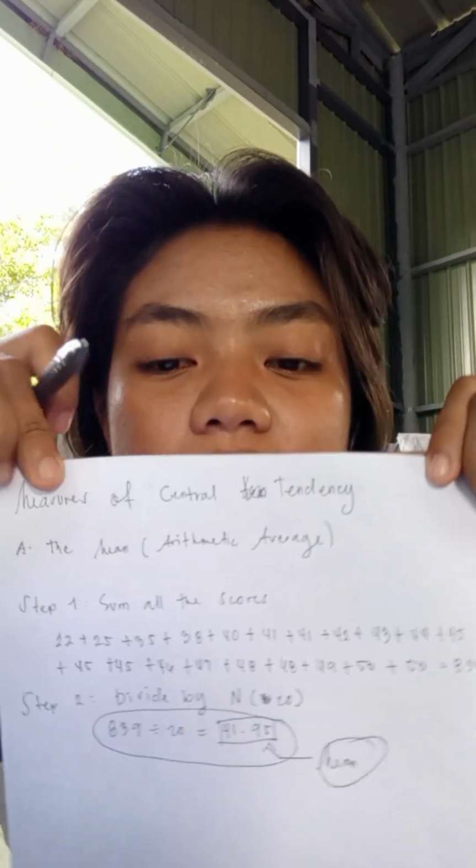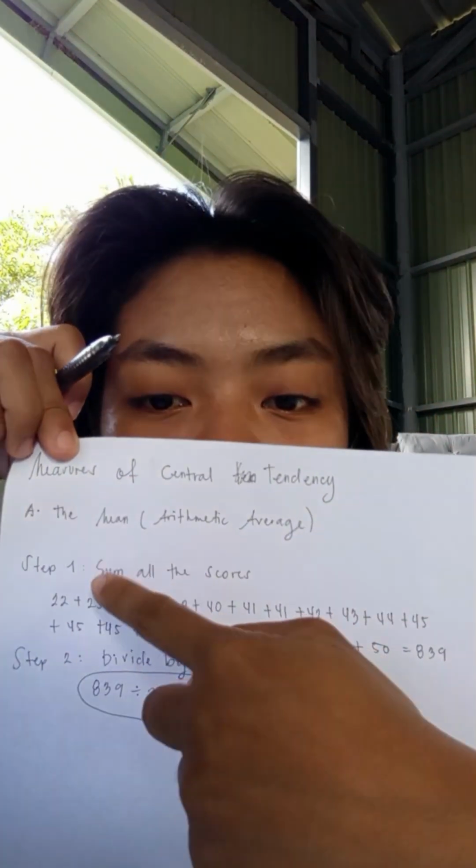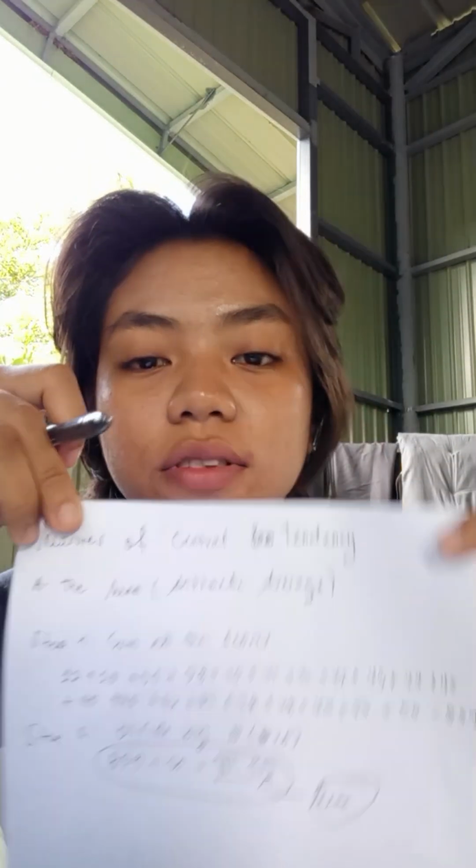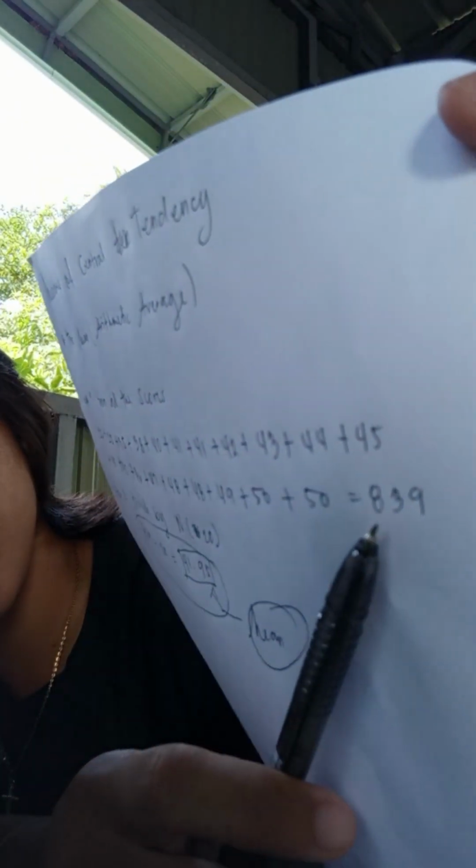Step 1, we have to sum all the scores of the students. As you can see here, these are the sum of all scores, and the total of all scores is 839. Step 2, we have to divide it by the number of all students. The number of students is 20.